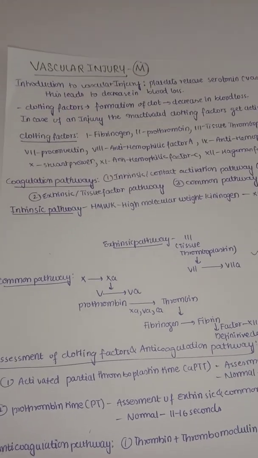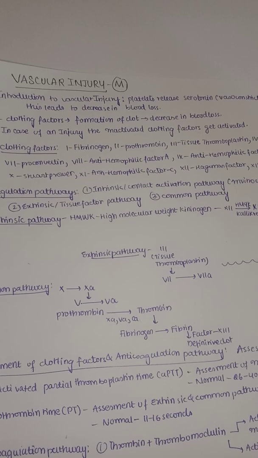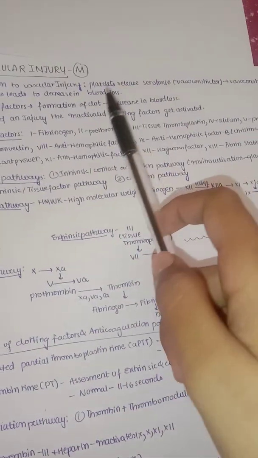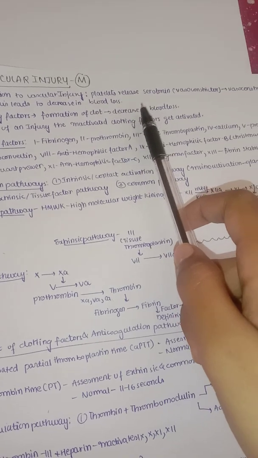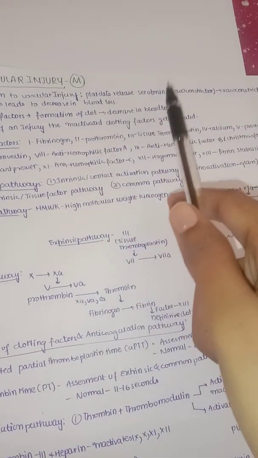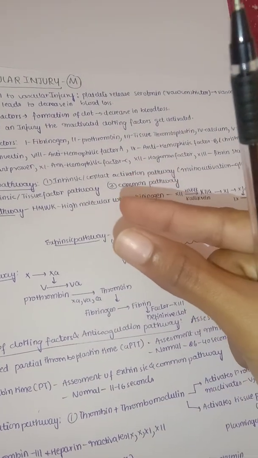Vascular injury is nothing but whenever a blood vessel has a cut so that the blood is leaking out. So what is going on? Let us see. The platelets mainly release serotonin at that time. Whenever there is injury at the site of the vessel, serotonin is immediately released and it leads to vasoconstriction, meaning the blood vessel narrows.